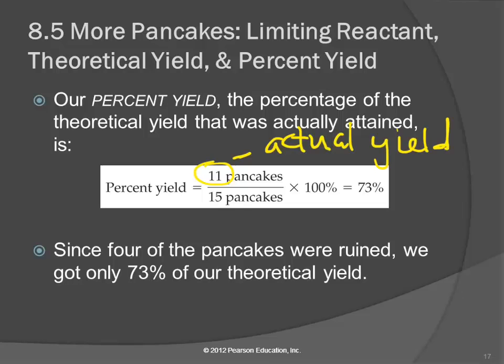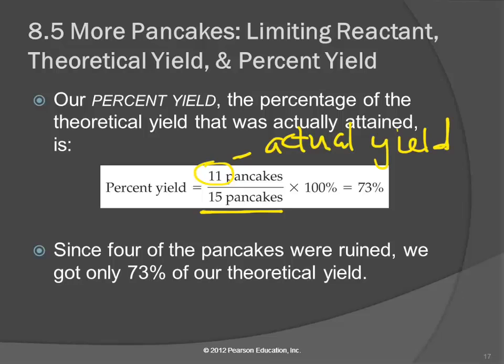So the theoretical yield down here is from the calculation. So the theoretical yield is calculated. The actual yield is measured, or in a homework or test situation, it's given to you. And then the percent yield is the part over the whole times 100. The actual yield over the theoretical yield times 100. So we got 73% of our theoretical yield. That would allow us to predict in the future, if we had to make pancakes for the football players.